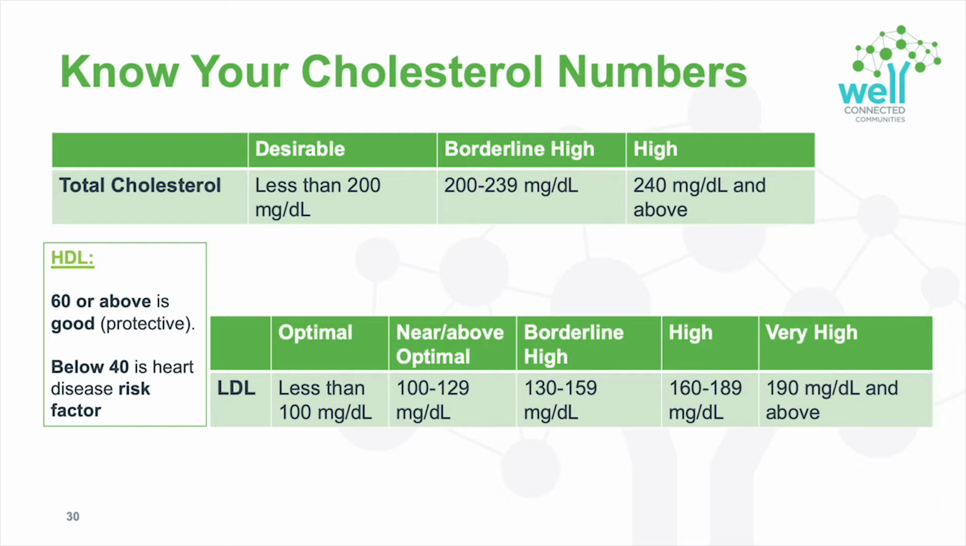Triglycerides can also raise heart disease risk. Triglycerides are a kind of fat found in your blood. A normal triglyceride level is less than 150 milligrams per deciliter. Levels that are borderline high, between 150 and 199, or high, 200 milligrams per deciliter or more, may need treatment in some people.